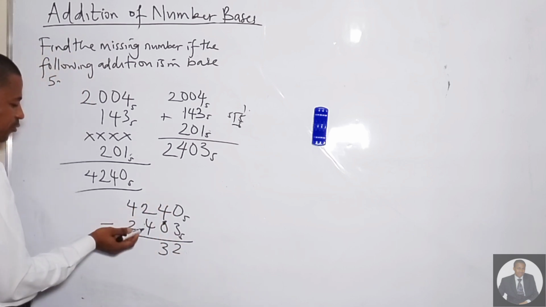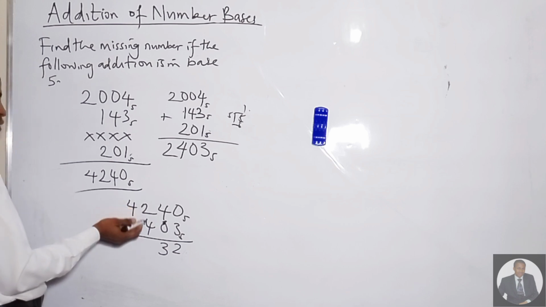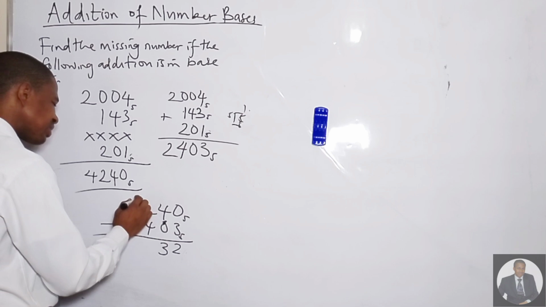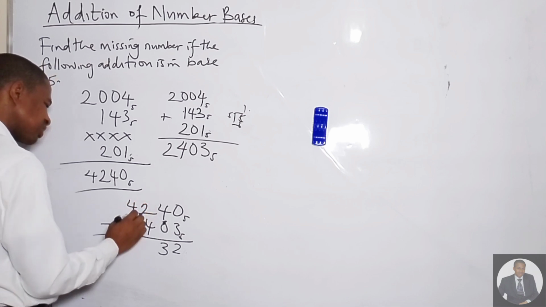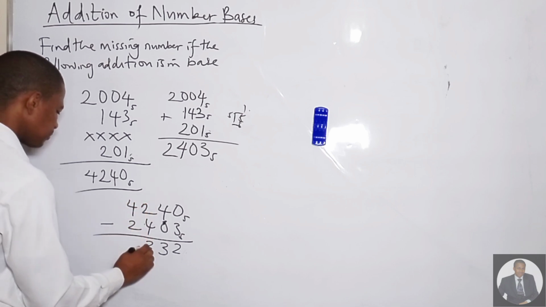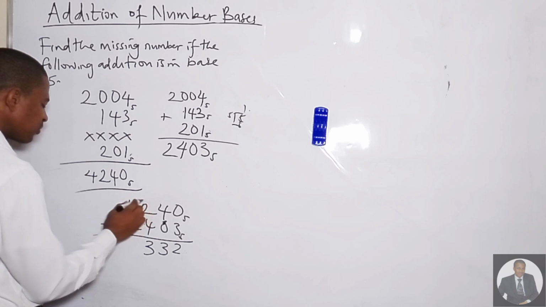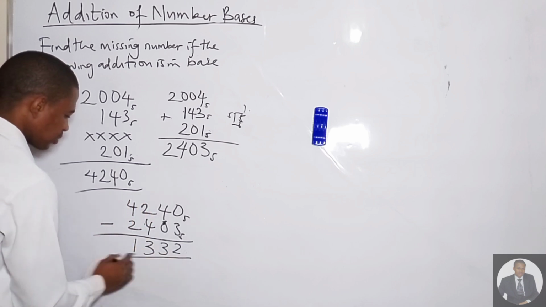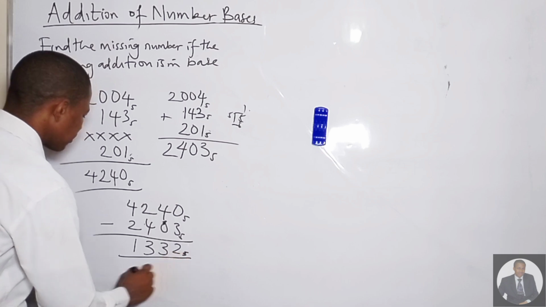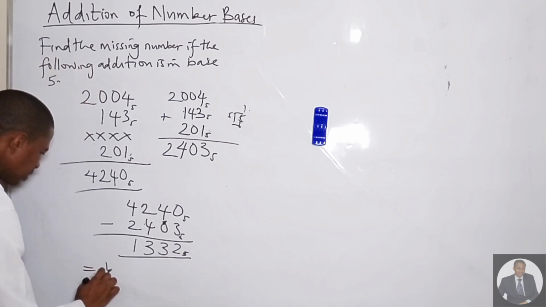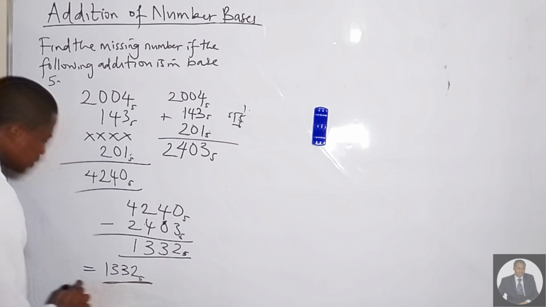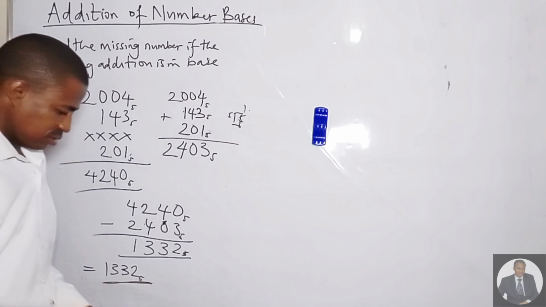2 take away 4 is not possible. So we take 1 from here. That one we are taking represents 5. So it will be 5 plus 2, 7. 7 minus 4, 3. We've taken 1 away from 4, it remains 3. 3 minus 1 minus 2 is 1. So the missing number will be 1332 base 5. This becomes the missing number.